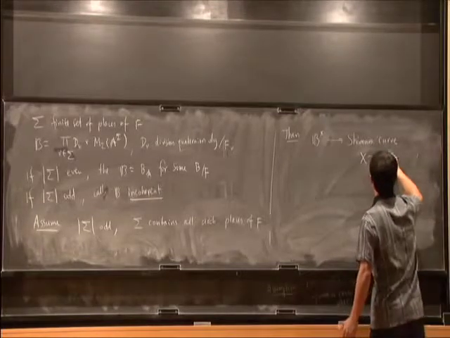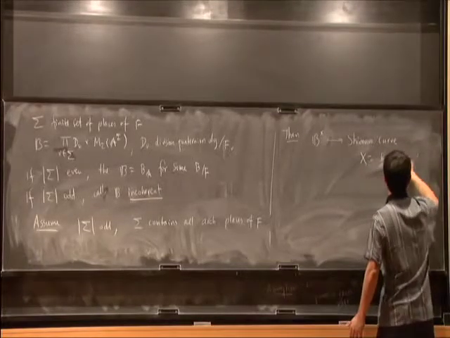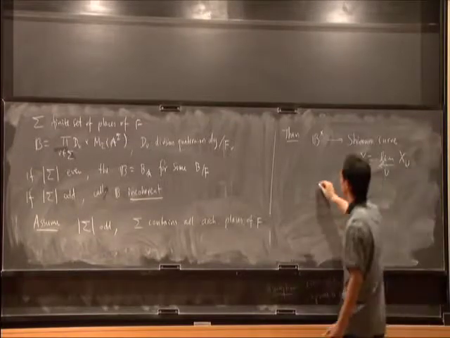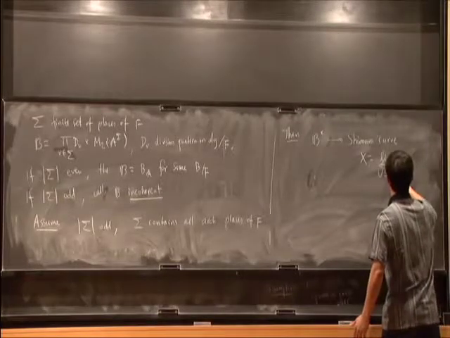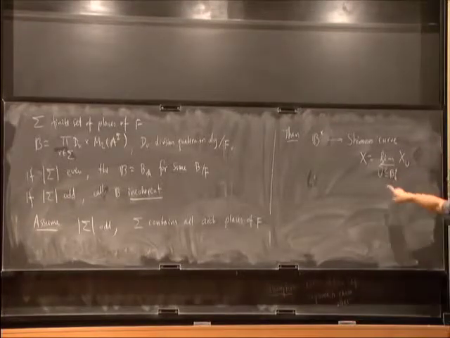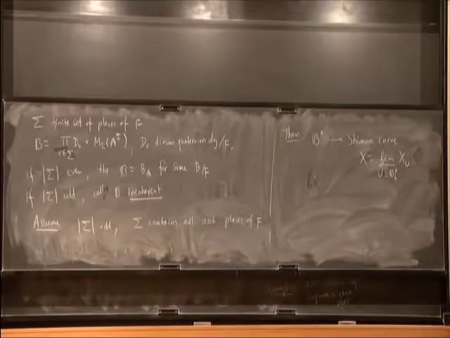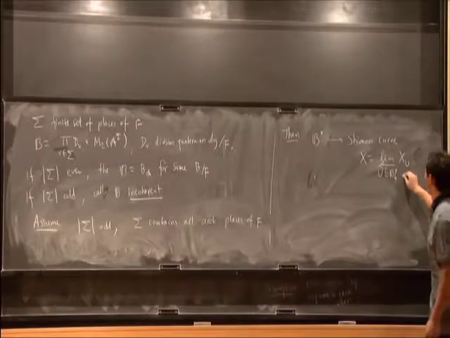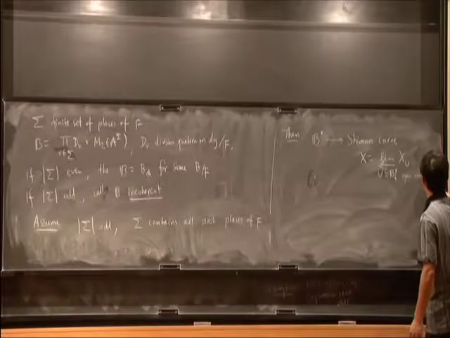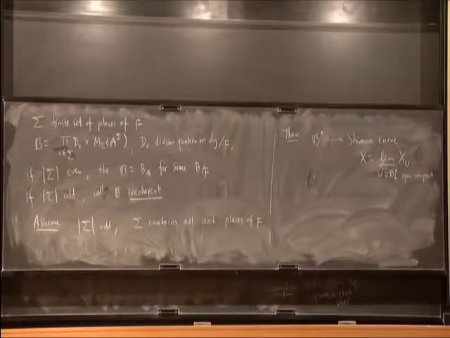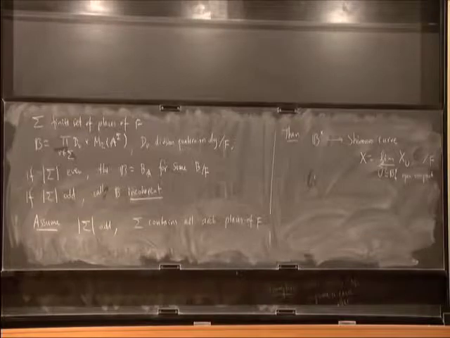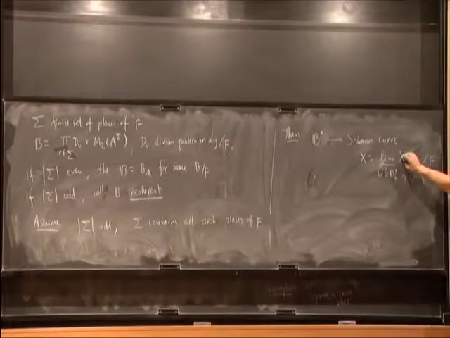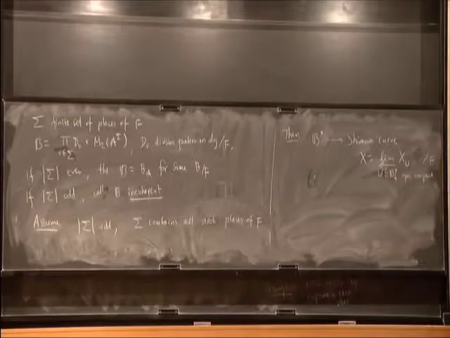X equals the limit of X_U, where this U is an open compact subgroup of B_F cross. This is like the finite part of B, and we take the multiplicative group, open compact. X is defined over F. And each X_U is a projective smooth curve over F.